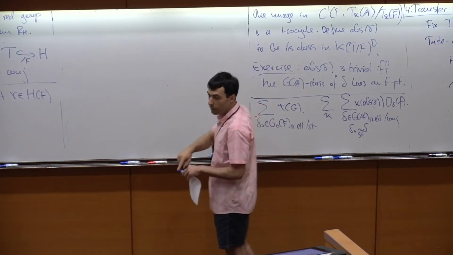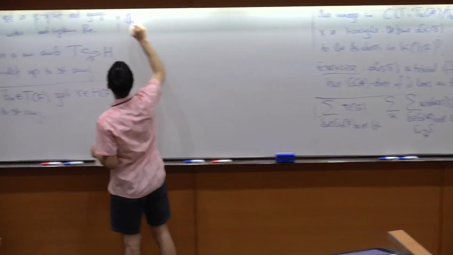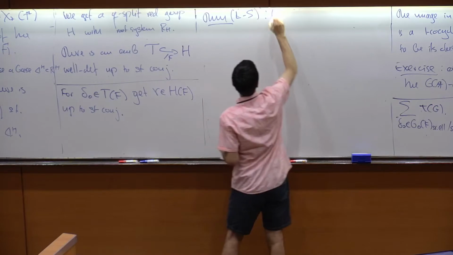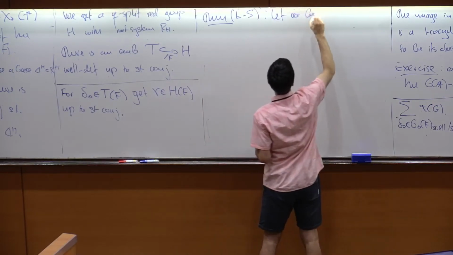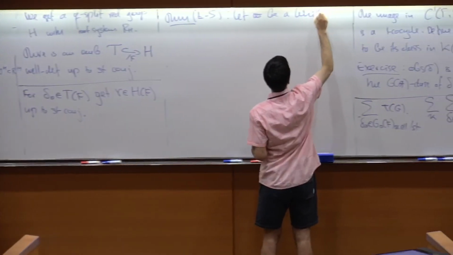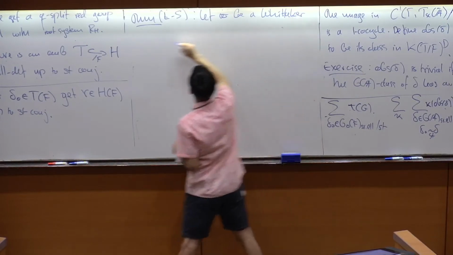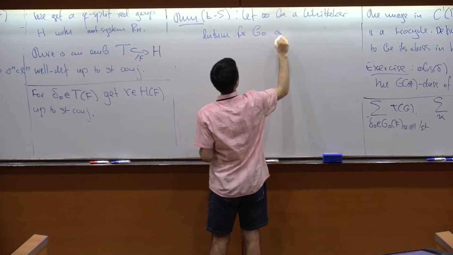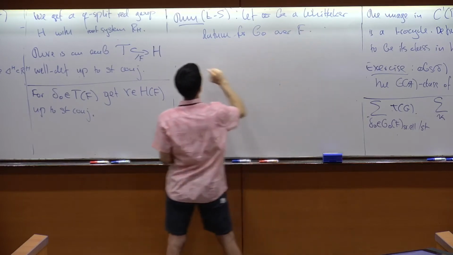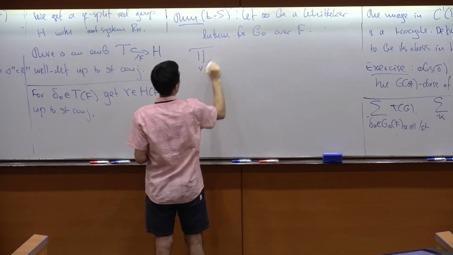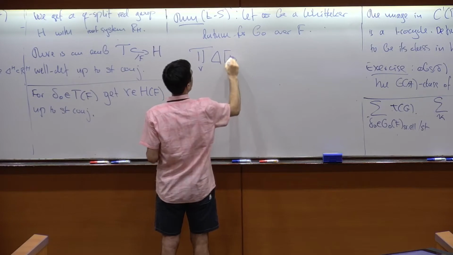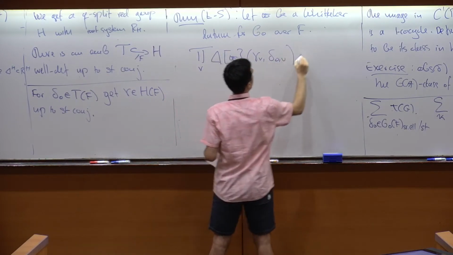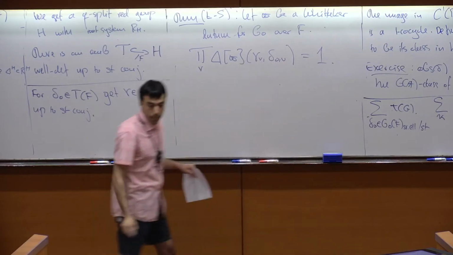The first theorem that we need is the theorem of Langlands and Kottwitz. So let W be a Whittaker datum for G_0 over F, now a global Whittaker datum. Then the product over all places of the transfer factor at gamma_v, delta_0,v is 1.